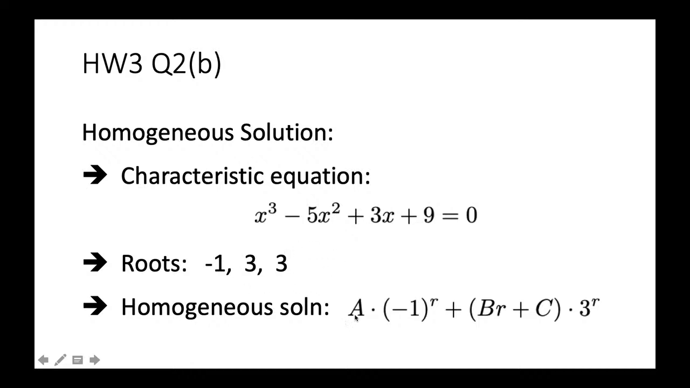Now the homogeneous solution will be of this form: a constant times the first root to the power r, plus a constant multiplied by r plus another constant, together multiplied with this root to the power r. It is because of the double root that we have this form, br plus c, instead of a single constant.